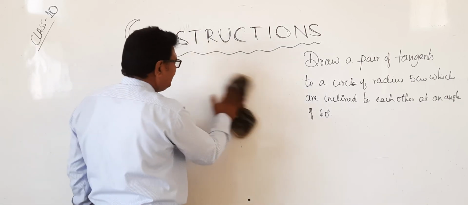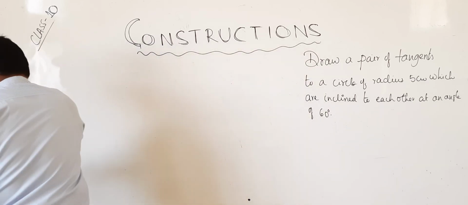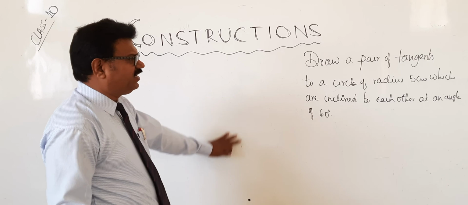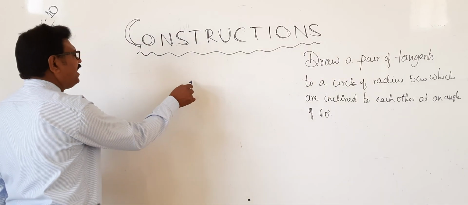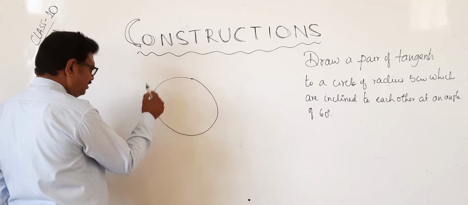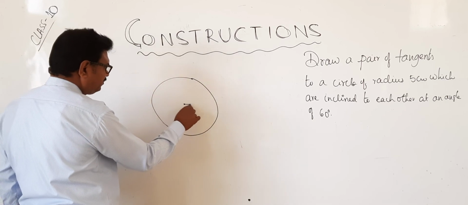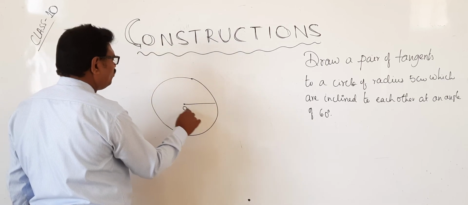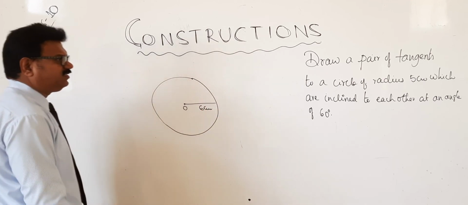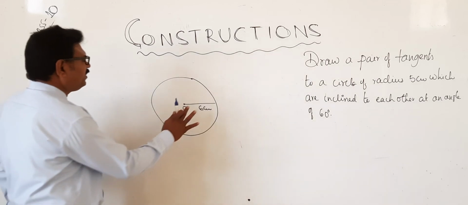See, first you do one thing: draw a pair of tangents to a circle of radius. First draw a circle of radius 6 centimeters. How much? O. How many centimeters? 6 centimeters. Okay, 5 centimeters.